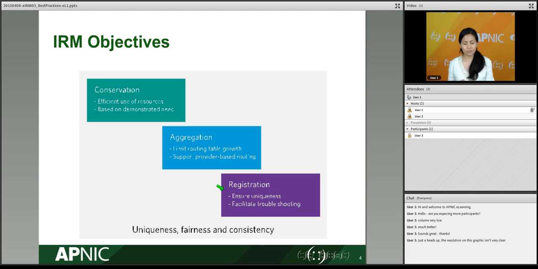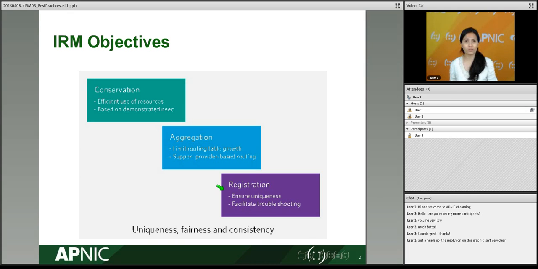Why is that necessary? For two reasons. One is it ensures uniqueness. As you know, with IP resources, you have to be unique. Two hosts cannot have the same IP address. Two networks cannot announce the same IP address prefix. Otherwise, there will be some chaos with routing. So we want to register that for that purpose.